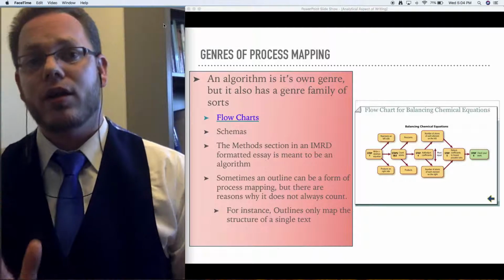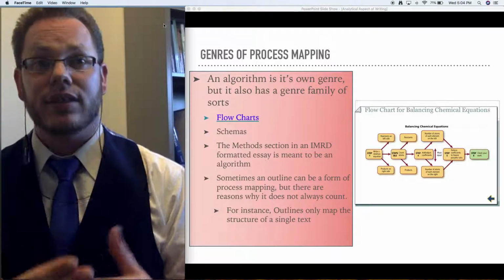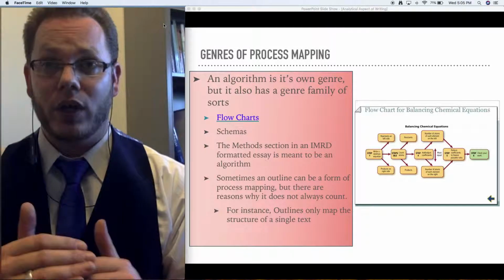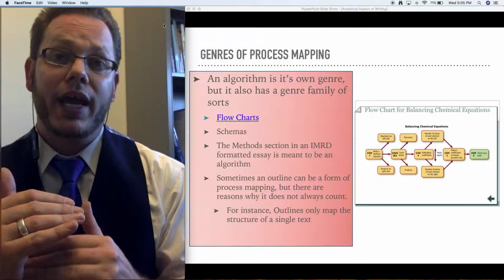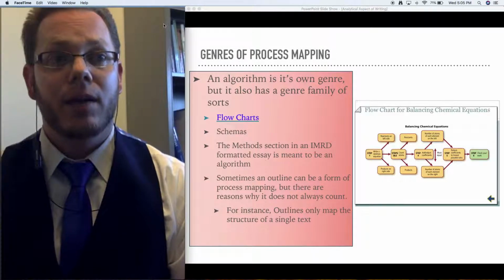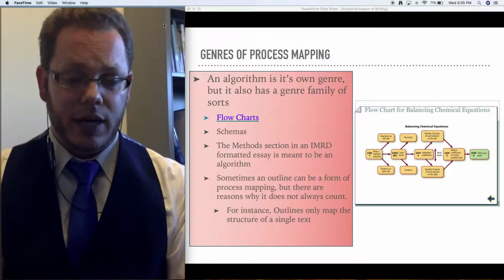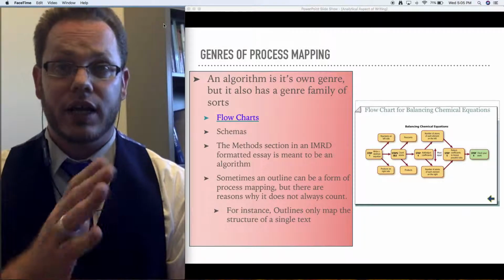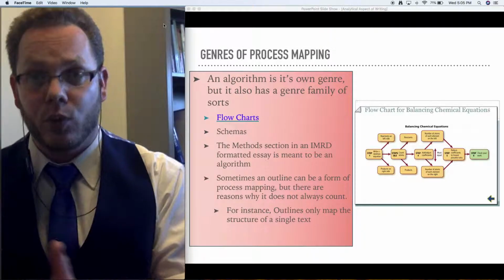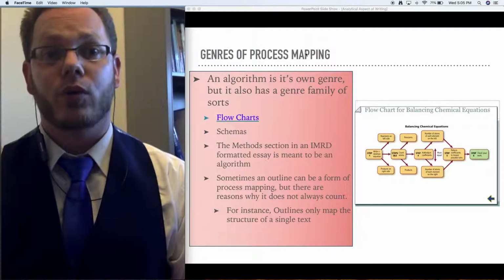So the methods section of an IMRD formatted essay is essentially a process map. It's meant to be a step-by-step sequential way of accomplishing the experiment if someone were going to replicate it. Flowcharts we can also use as a form of process algorithm to say essentially like, if yes, do this, if no, do this, and we keep working down those trees of decision making. So you can follow the link if you don't know what a flowchart is.